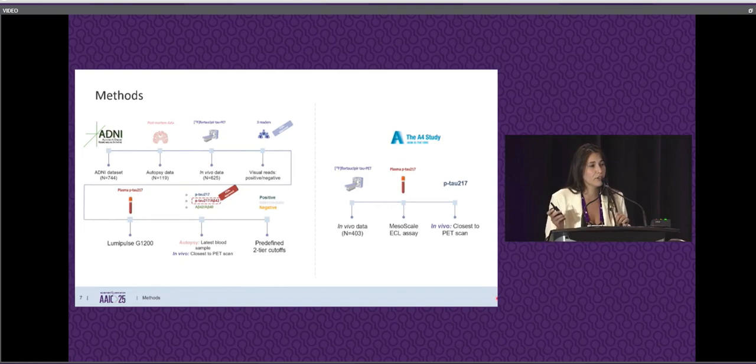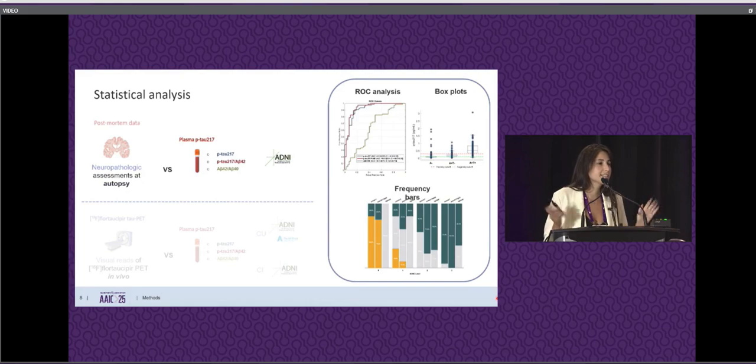Also, we use A4, but because they are using a different assay, we will not include the results here because of the 10 minute presentation, but if you're interested, let me know. So, statistical analysis, easy, lemon squeezy: autopsy versus p-tau, fluorotaucipir versus p-tau, CU, CI, and the analysis.